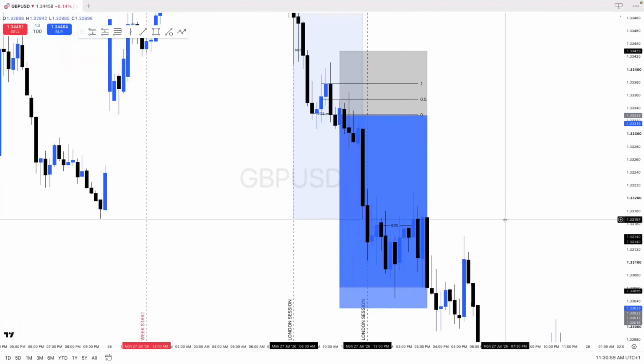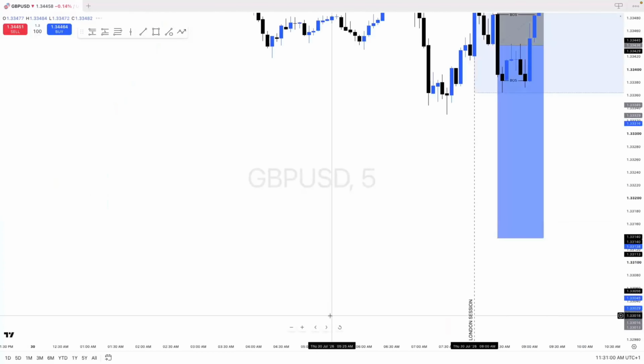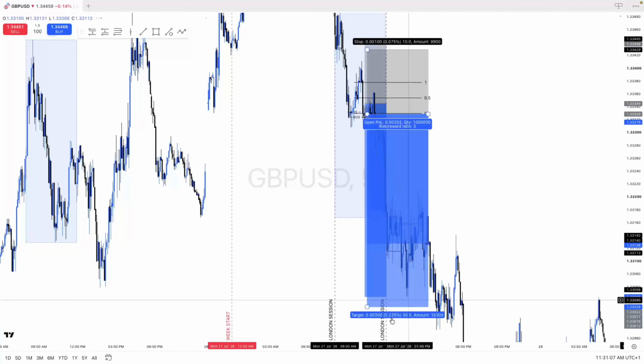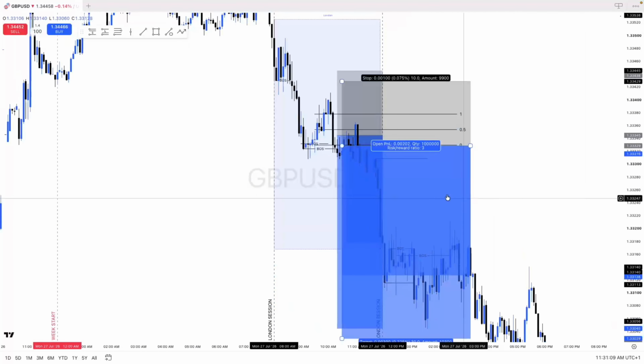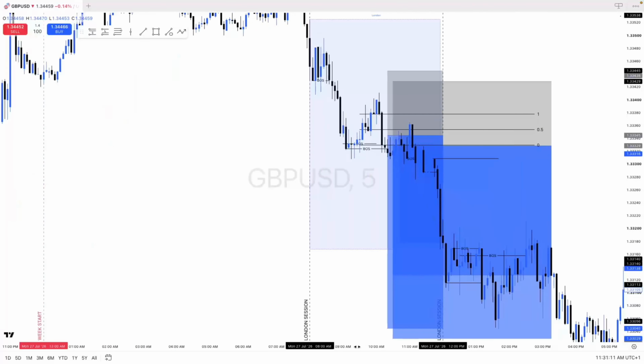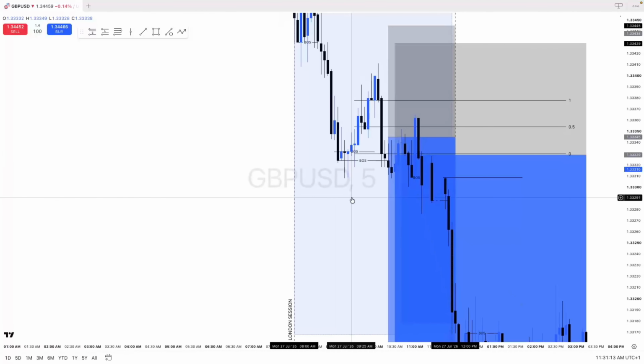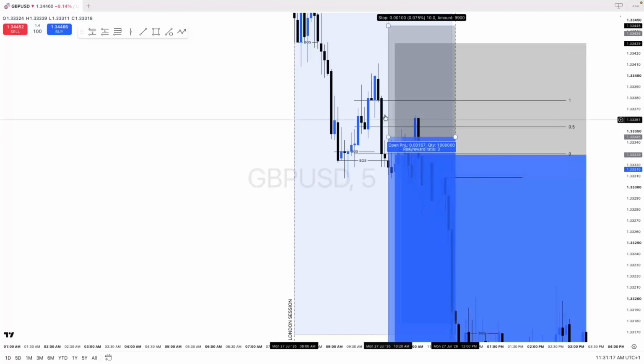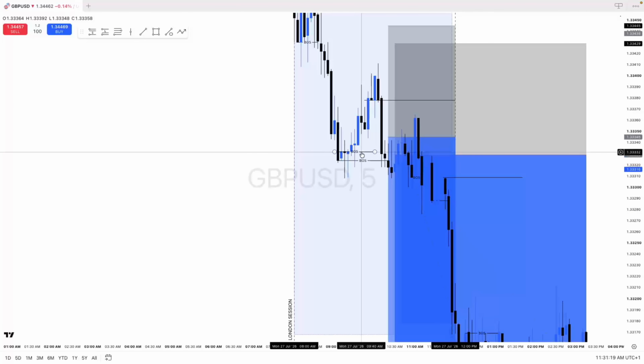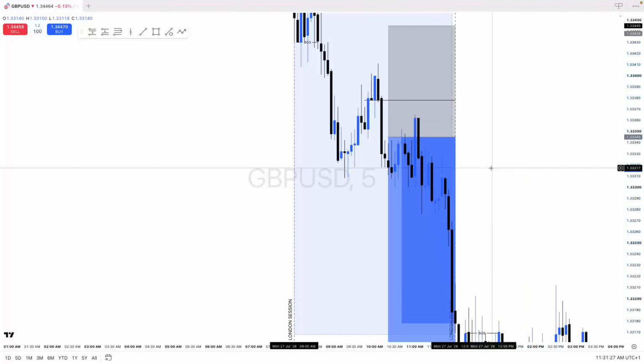I also took the trade on the 5 minute because I was trading the 5 minute as well. I took the same trade on the 5 minute. The 5 minute was a bit cleaner for me personally, anyway. So it might look a bit messy, but let me try to clean it up a little bit. Get rid of that. Get rid of that.